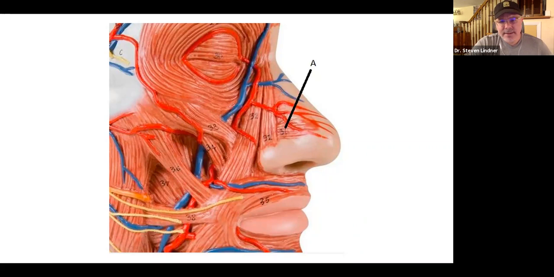Okay, right here we're pointing to the nasalis, and I wanted to show you here, this is the zygomaticus minor, zygomaticus major, buccinator, risorius, masseter, orbicularis oculi, orbicularis oris. Okay.